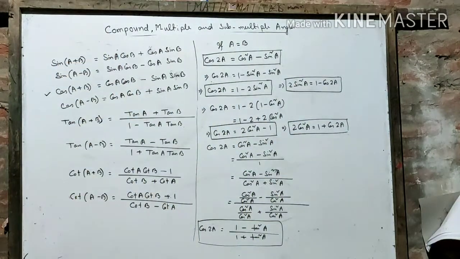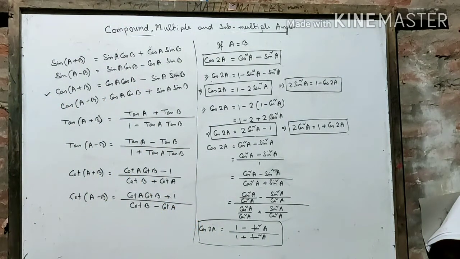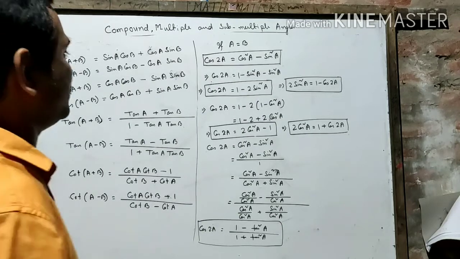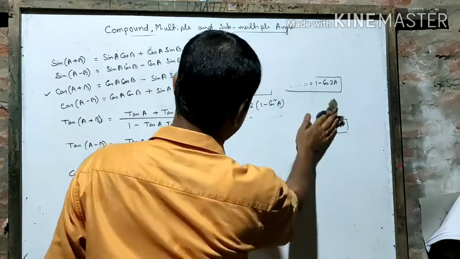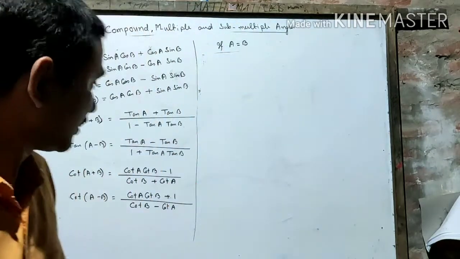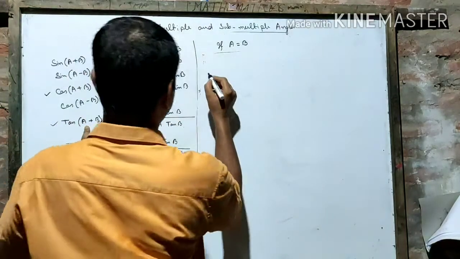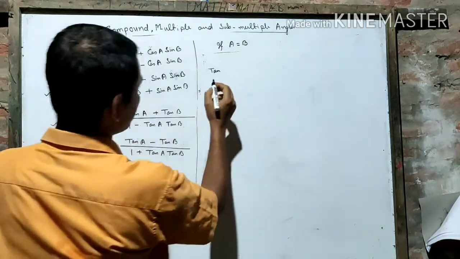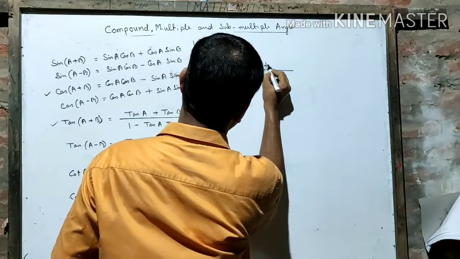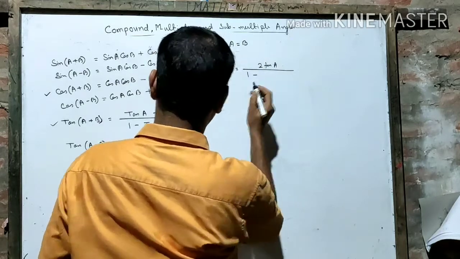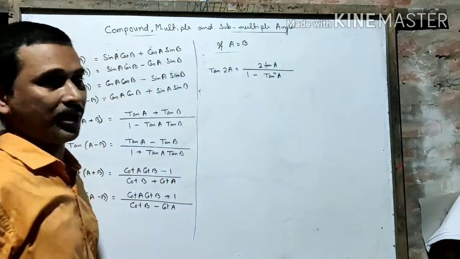Okay. So these are the formulae which are related to cos twice A. Next, we are going to find formula for tan twice A. So, to find formula for tan twice A, we will put A is equal to B in tan A plus B. So, tan of A plus A means tan twice A is equal to tan A plus tan A. It means 2 tan A divided by 1 minus tan A into tan A means tan square A. 1 minus tan square A.